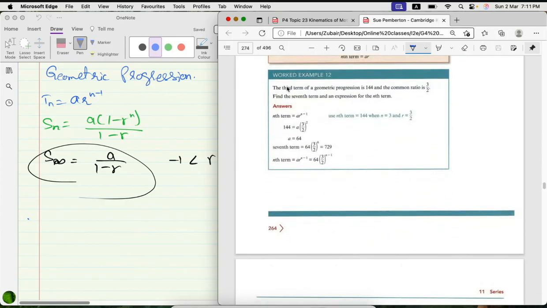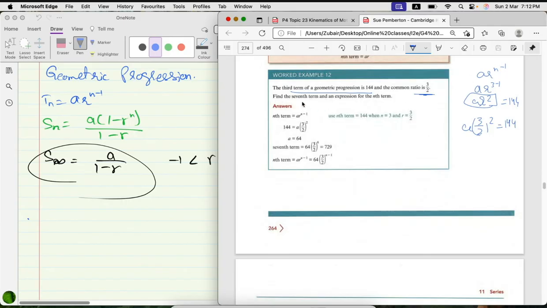Worked example. The third term of geometric progression is 144. A third term is given. So basically a r raised to power n minus 1 when n is 3. This is a r square. Third term is 144. So we write that and equate it with 144. And common ratio is given 3 by 2. So 3 by 2 squared, a is unknown, and that's 144.